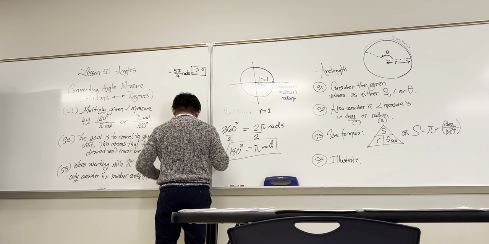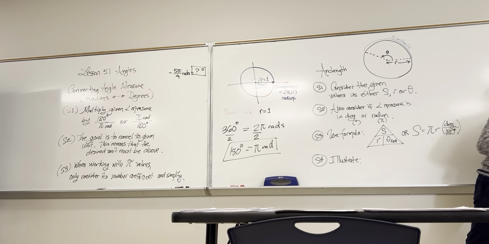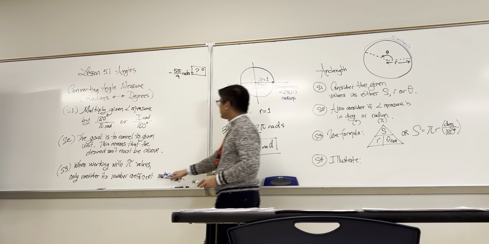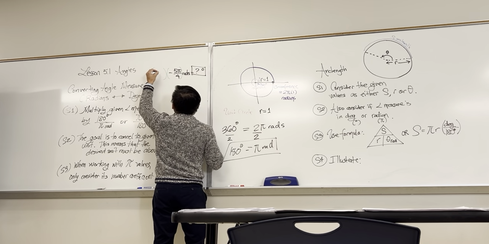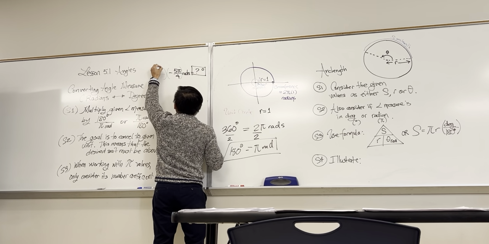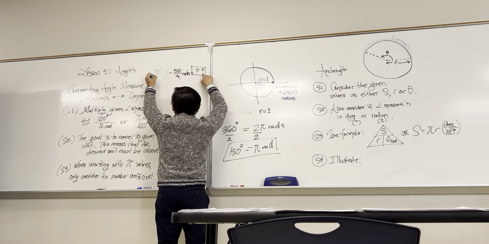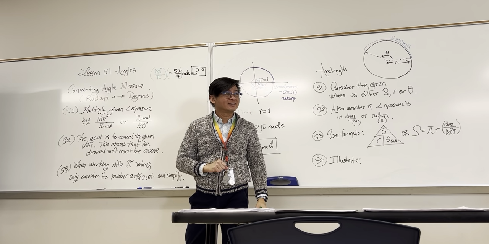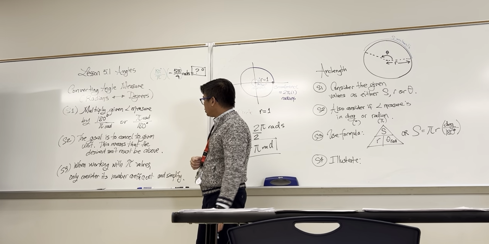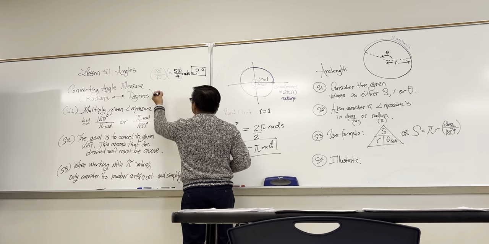Let me just remove this number and multiply this by that, okay? So here it is. Let's see what we got. 180 degrees on top, because that's what your desired unit is, degrees. And below is what? Pi radians. Okay. Now, what do we do then? Let us continue with this.